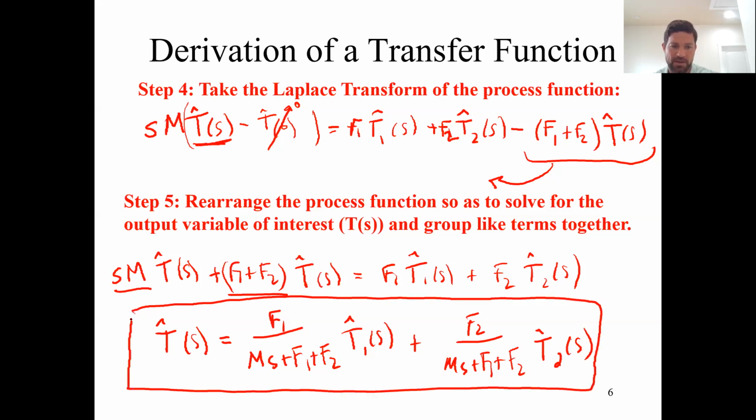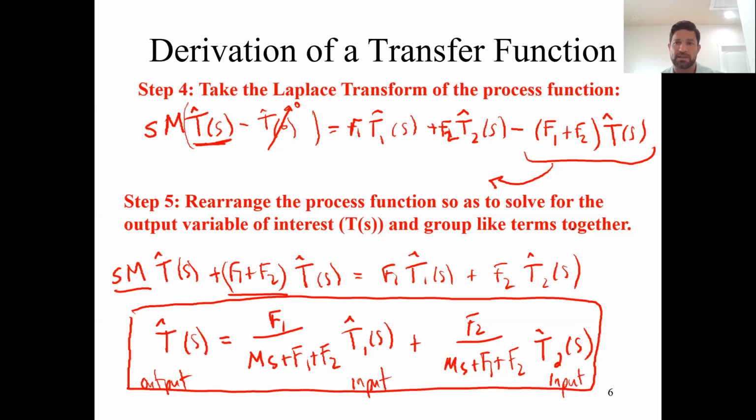So now here is my solution, or my representation of T in terms of the input variables. This is my output right here. T is the output. T1 of s could be one input, and T2 of s could be another different input.